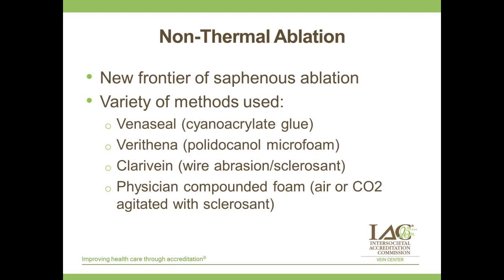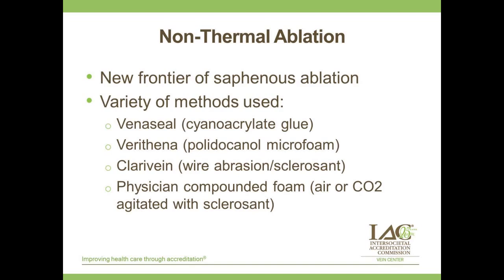Clarivein is produced by Vascular Insights, and it involves wire abrasion of the saphenous vein combined with a sclerosant, which is agitated during instillation, and the combination of the abrasion and the sclerosant injures the vein and closes it down. No anesthesia is needed. Occasionally, a venous valve can be caught in the wire agitator, and this can produce a twinge of pain, but all that has to be done is the catheter slightly repositioned to carry on.